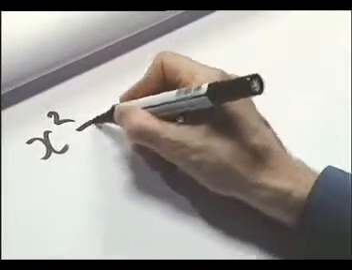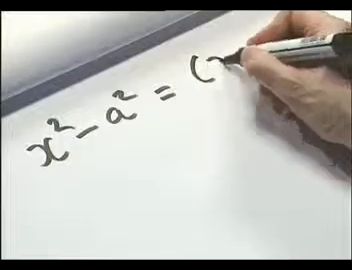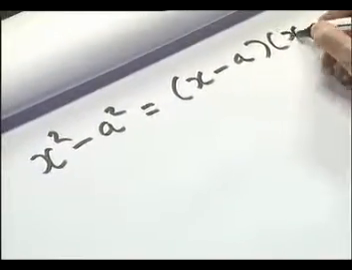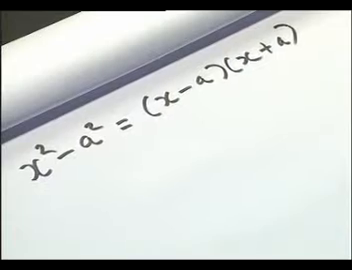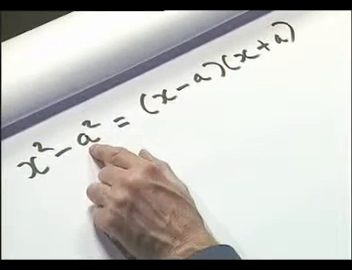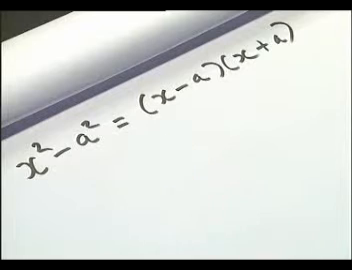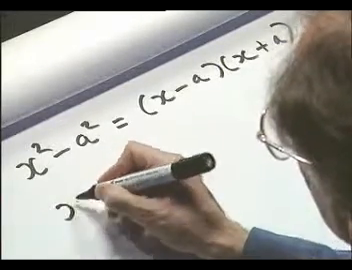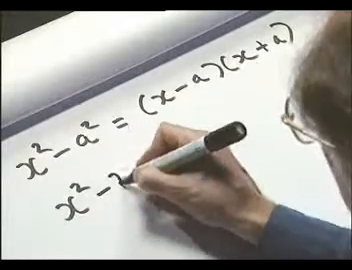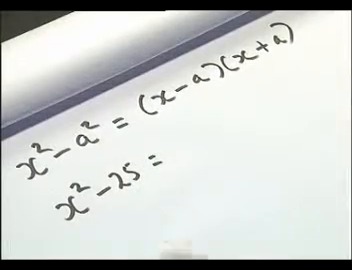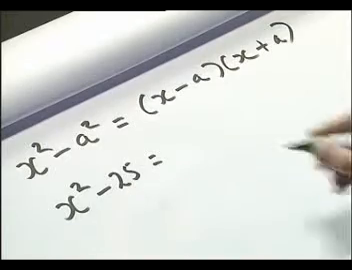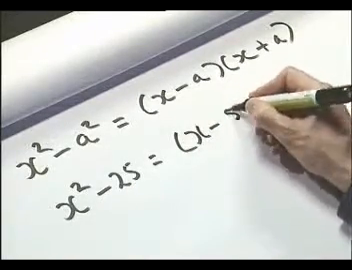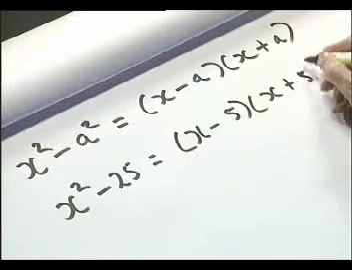So let's just write that down again. x squared minus a squared is always equal to x minus a, x plus a. So if we can identify this number that appears here as a square number, we can use this factorization immediately. So what if we had something, say, like x squared minus 25? Well, we recognize 25 as being 5 squared. So immediately we can write this down as x minus 5, x plus 5.